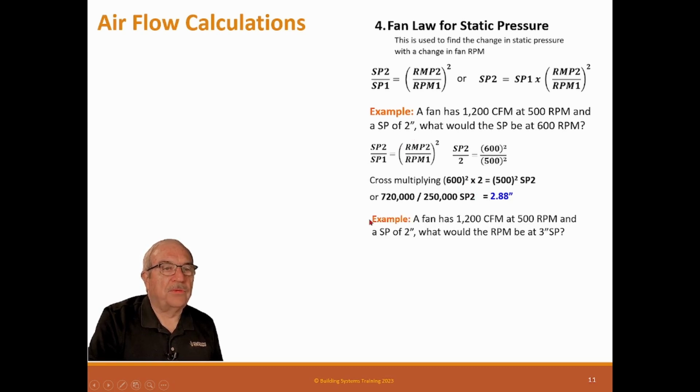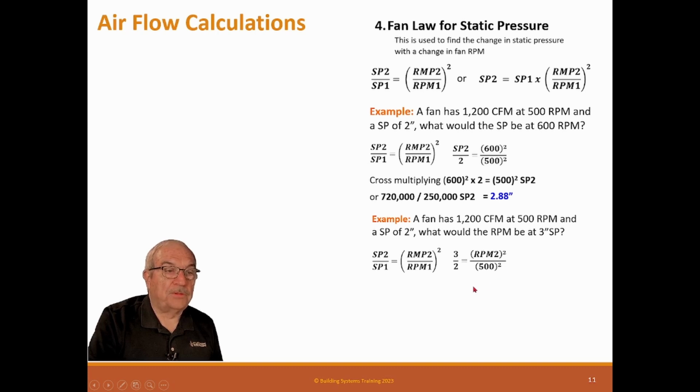Now let's do another one. A fan has 1200 CFM at 500 RPM and a static pressure of 2 inches. What would the RPM be if we went to 3 inches static pressure? We take the same formula and input the data we have here, because this is static pressure. So we have 3 over 2, where 3 is the new one we want, equals RPM2 squared over 500 squared.